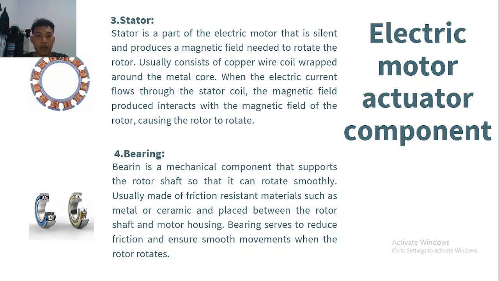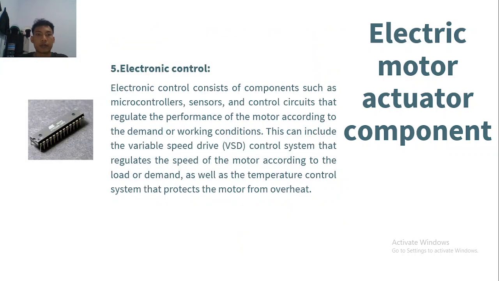Number four is the bearing, a mechanical component that supports the rotor shaft so that it can rotate smoothly, usually made of friction-resistant materials such as metal and or ceramic and placed between the rotor shaft and the motor housing. The bearing surface reduces friction and ensures smooth movement when the rotor rotates.